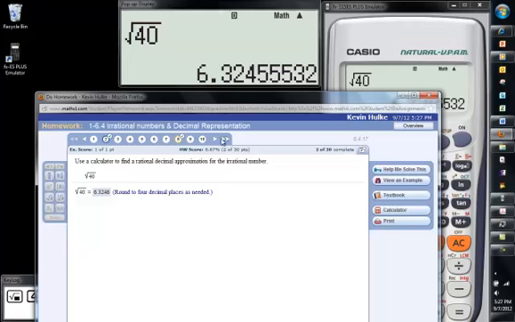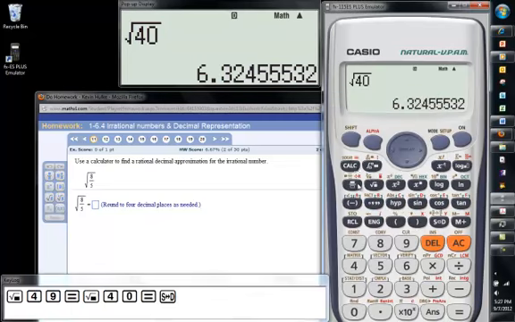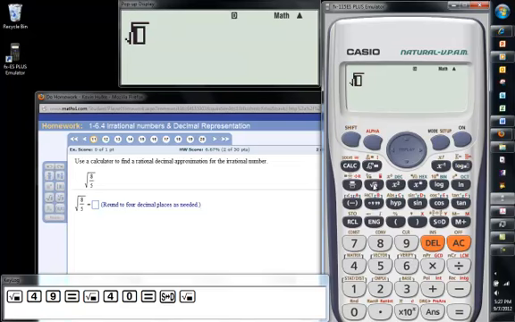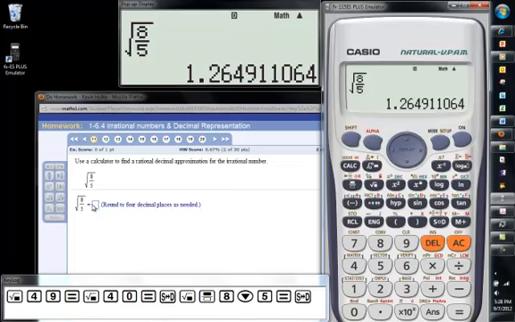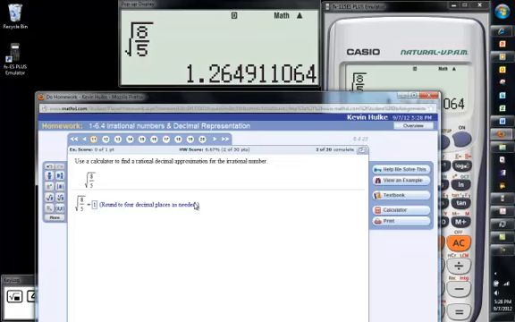The next thing that we can do with our calculator is do the same thing with a fraction. In order to do that, we're going to press the square root key first, then the fraction key, and put the 8 on top and the 5 on the bottom, and we have 2 square root of 10 over 5, which the S to D key gives us 1.2649, 4 decimal places.